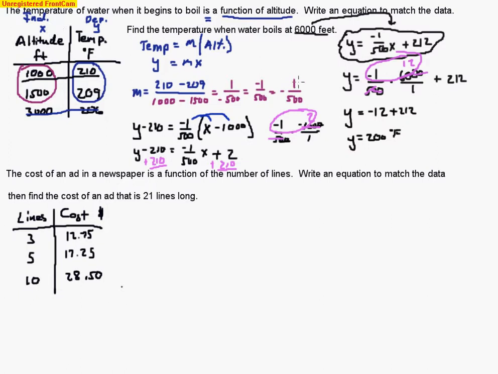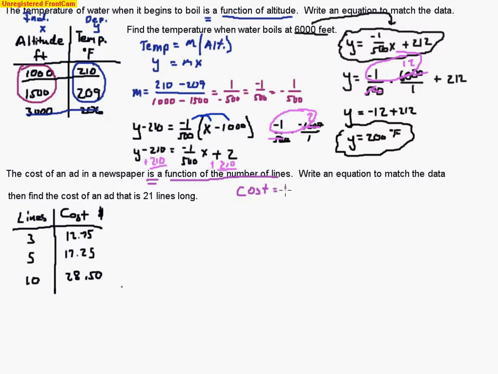Well, let's take a look at the next problem. Here's another example similar to what you saw in this last one. And let's look at what it says here. The cost of an ad is a function. There's that word again. Is means equals. So the cost equals a function of the number of lines.